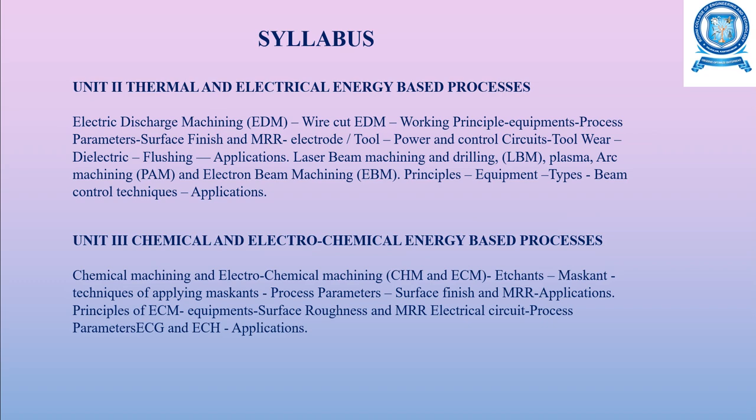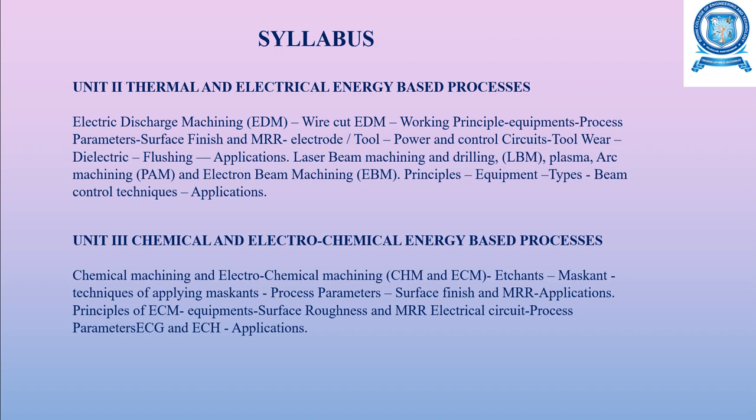In Unit 2, there are thermal and electrical energy-based processes. So we'll be studying electric discharge machining, wire cut electric discharge machining, working principles, equipments, process parameters, surface finish and MRR, electrode, the tool power and control circuits, the tool wear, dielectric, flushing, applications, then laser beam machining and drilling, plasma arc machining, electron beam machining, its principles and equipments, the types, beam control techniques, and its applications.